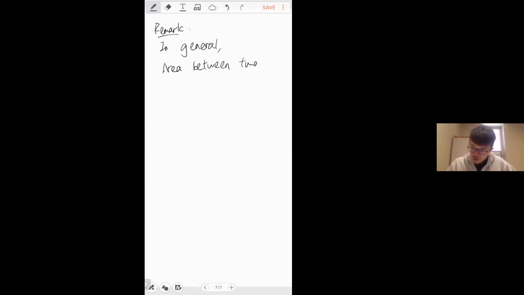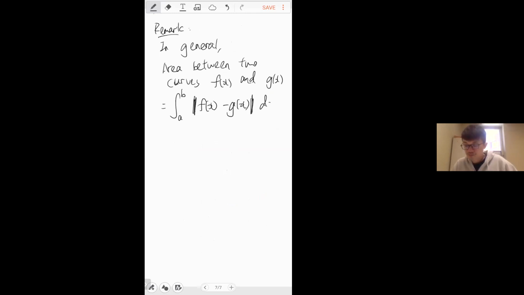And so in general, the area between two functions, two curves, is going to be, so if I want to do from A to B, I want to make sure that whatever is inside is always positive. So what I can do is I can take the absolute value of f of x minus g of x. Does it make sense?